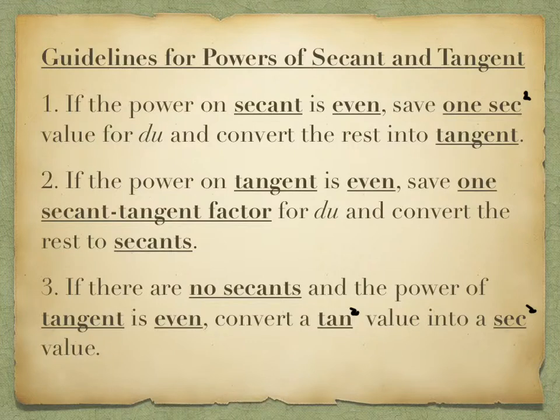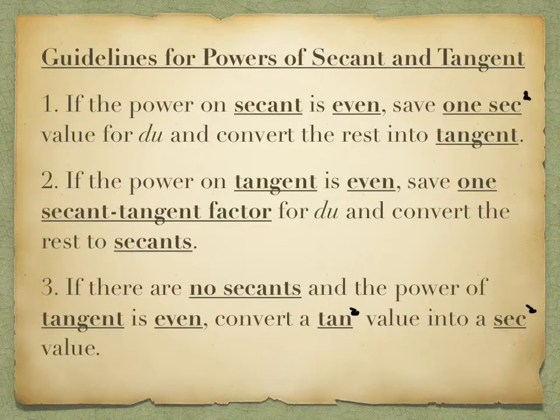If the power on tangent is even, we're going to save one secant tangent factor, and then change the rest into secant. Any idea why? Why would we want to do that? Because that's the derivative of secant. The derivative of secant is secant tangent. So it's the same issue as number one, it's just that it's the derivative of secant instead of the derivative of tangent that we're going to be dealing with. It has to do with how we're defining our u substitution, right? So if u is secant, then I need the derivative of it, namely secant tangent, to be in the problem somewhere.